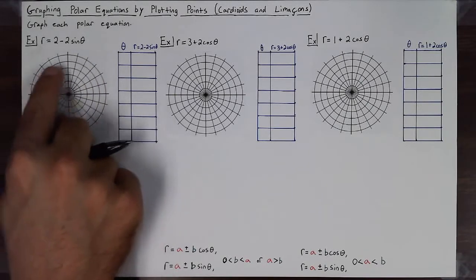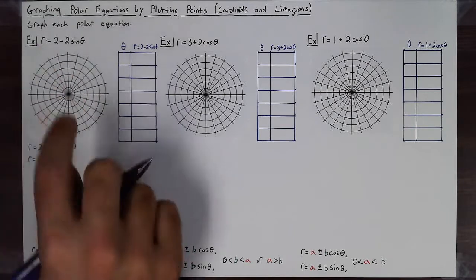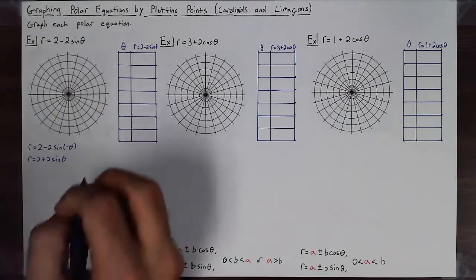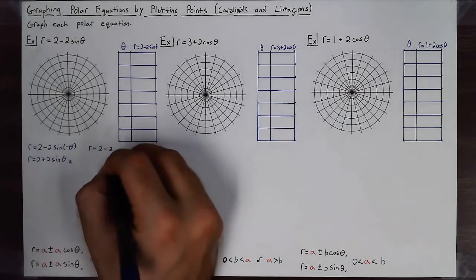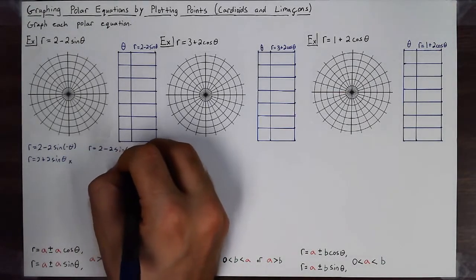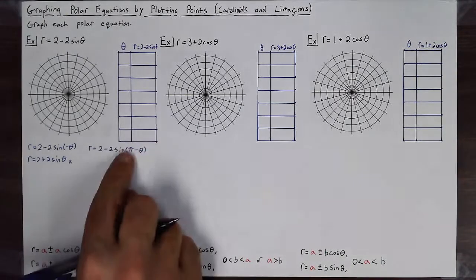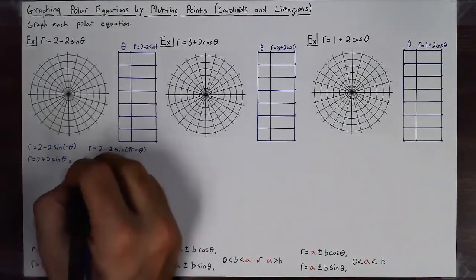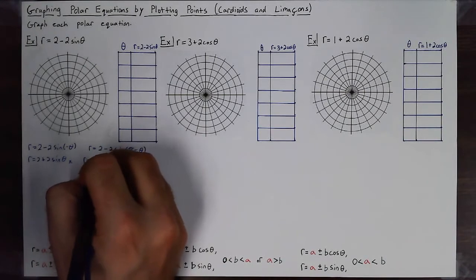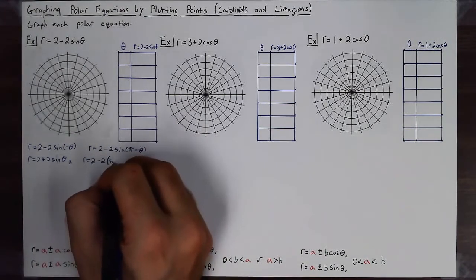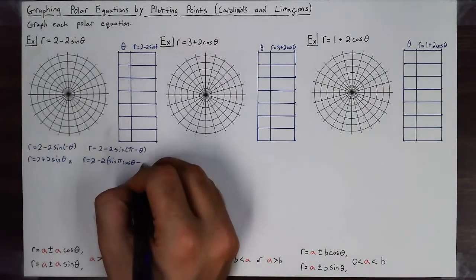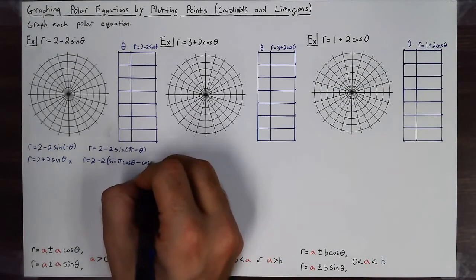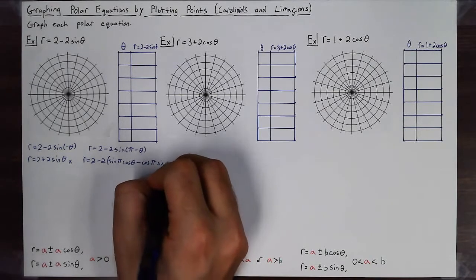But now let's check for symmetry with the line theta is equal to pi over 2, which we do by replacing theta with pi minus theta. So if r is equal to 2 minus 2 times sine of pi minus theta, which I could rewrite as the difference formula for sine. So r is equal to 2 minus 2 times sine of pi cosine of theta minus cosine of pi sine of theta.